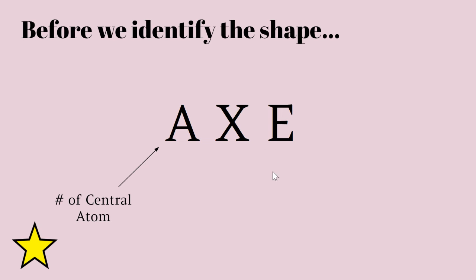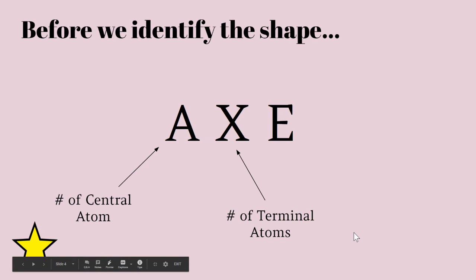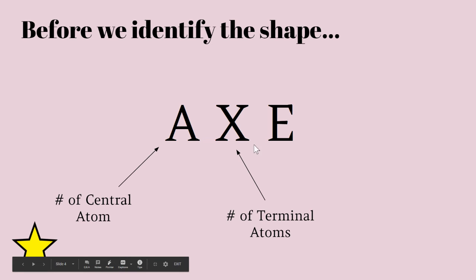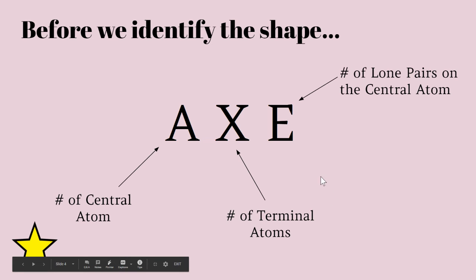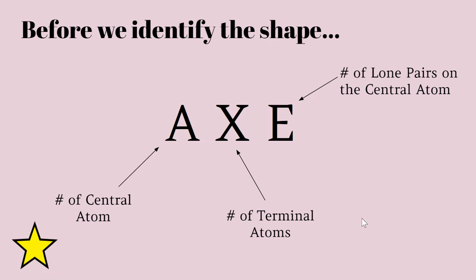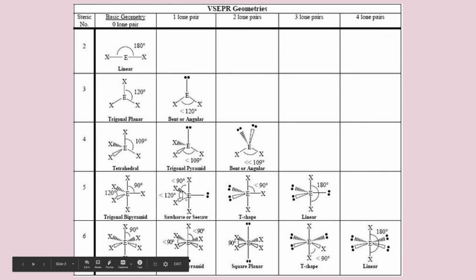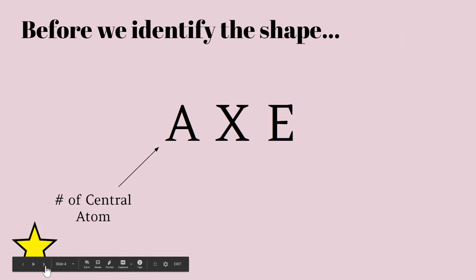The X is how many terminal atoms we have. Terminal atoms are, let me back up, these guys. The X is here, so that's why it's X, right? This is our terminal atoms, and you would count how many and put a subscript here. And then E is the number of lone pairs on the central atom, okay? If you look back at the reference sheet, the central atoms are E. So we're looking for how many lone pairs are sitting on there for E, okay?